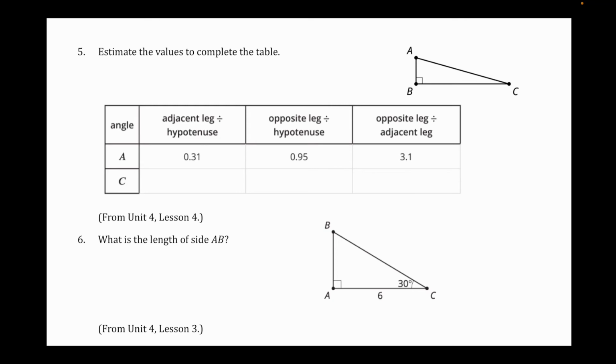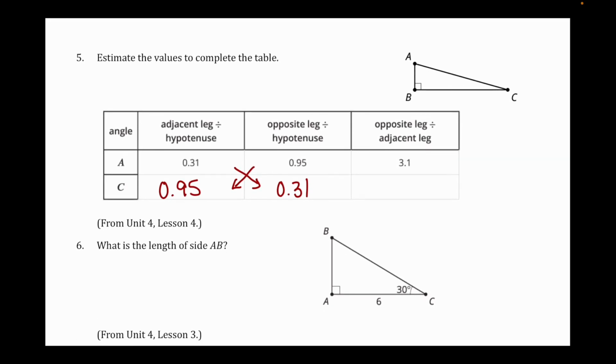So that means we are essentially going to have these boxes here trading places for the other angle. So here I should have 0.95 because the adjacent for this one is the opposite of the other angle, and this should be 0.31. For the same reason, the opposite of angle C is going to be AB, and AB would be adjacent to angle A.